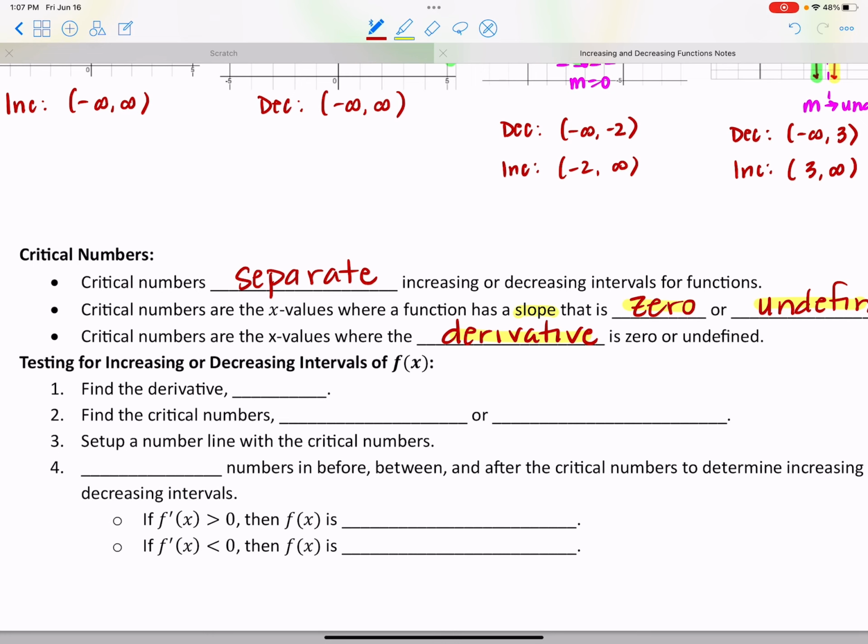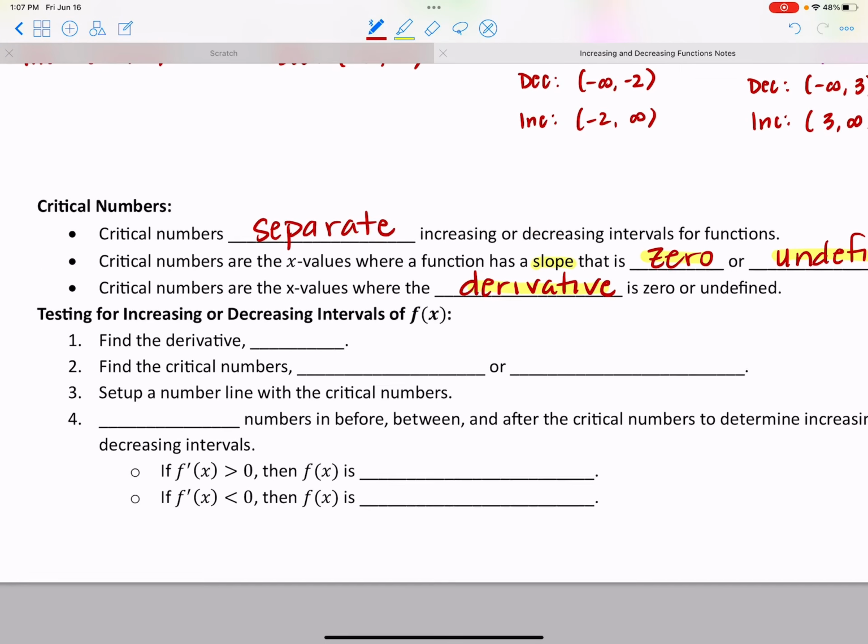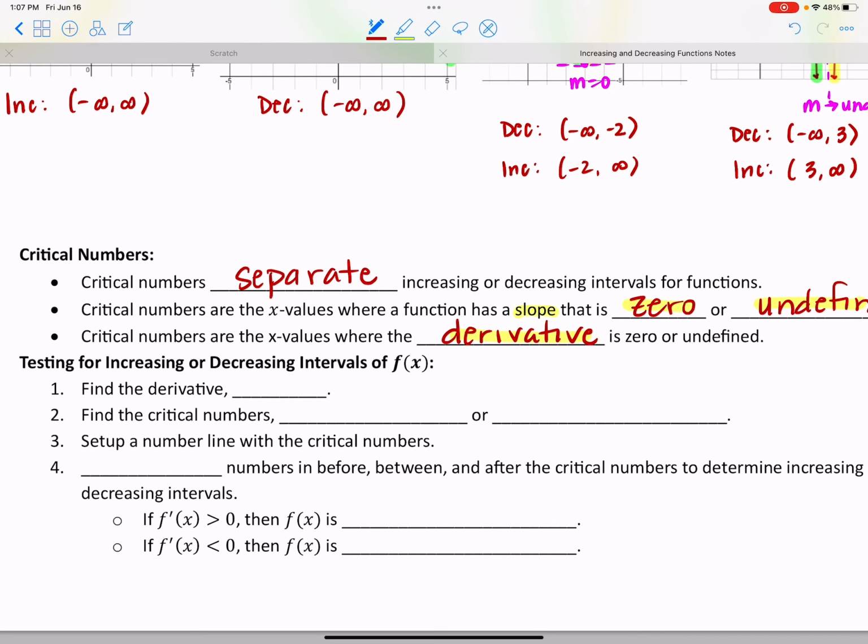So if we have a function and we want to find where it's increasing or decreasing, and we did not have access to the graph, then we're going to find its derivative. So we're going to start by finding f prime of x. And then we're going to find the critical numbers. So the critical numbers, again, make our slope, our derivative, 0 or undefined. So we don't know where f prime of x is going to equal 0, and where f prime of x is going to be undefined.